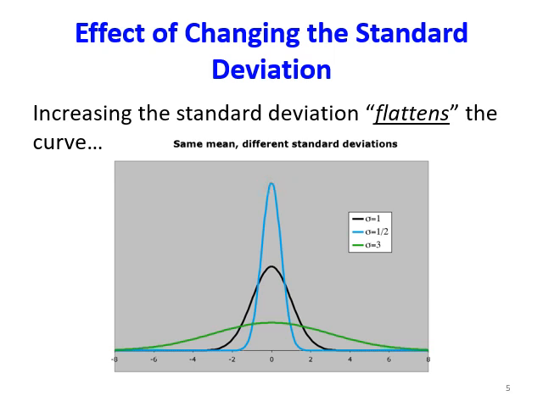What if we use a larger standard deviation? So the green curve is a normal curve where sigma is equal to 3. So increasing the standard deviation flattens the curve. It gives us a flatter curve. So the smaller the sigma, the narrower the curve. The larger the sigma, the flatter the curve.